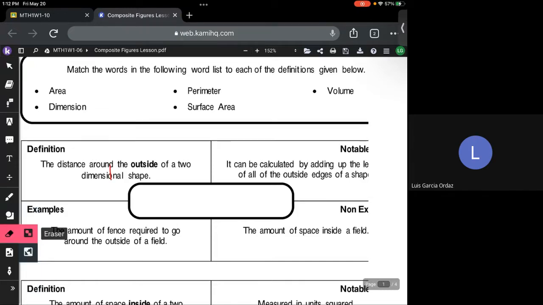Is that the first one? Oh, it's uncalibrated. Is the first one working? Yeah, the first one's perimeter.